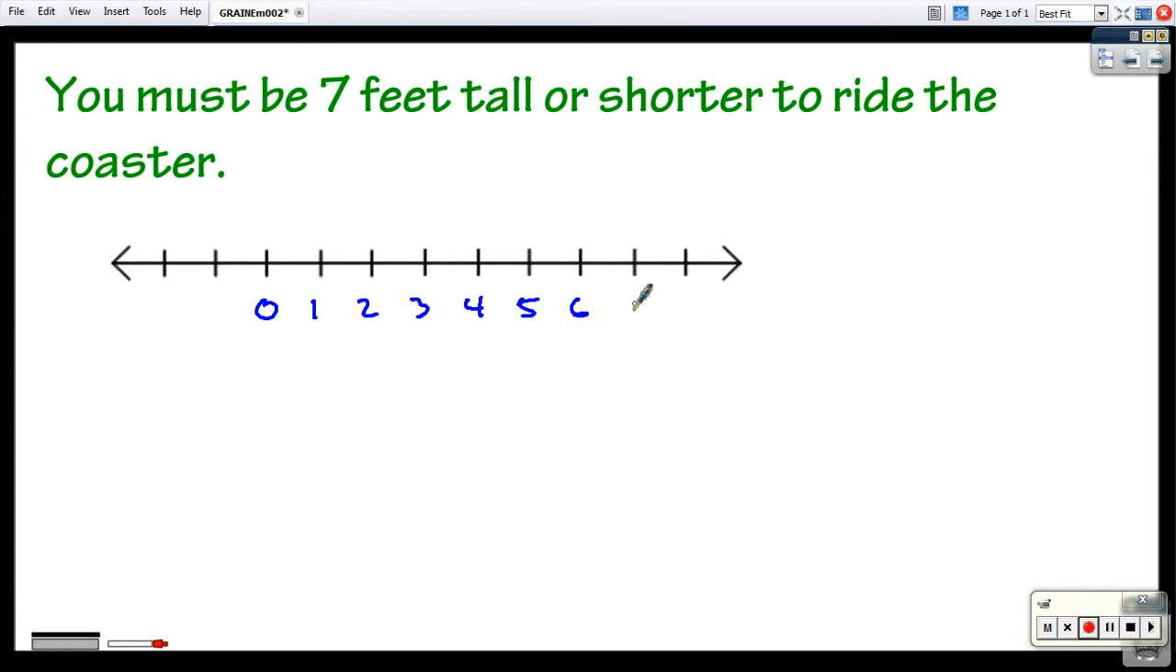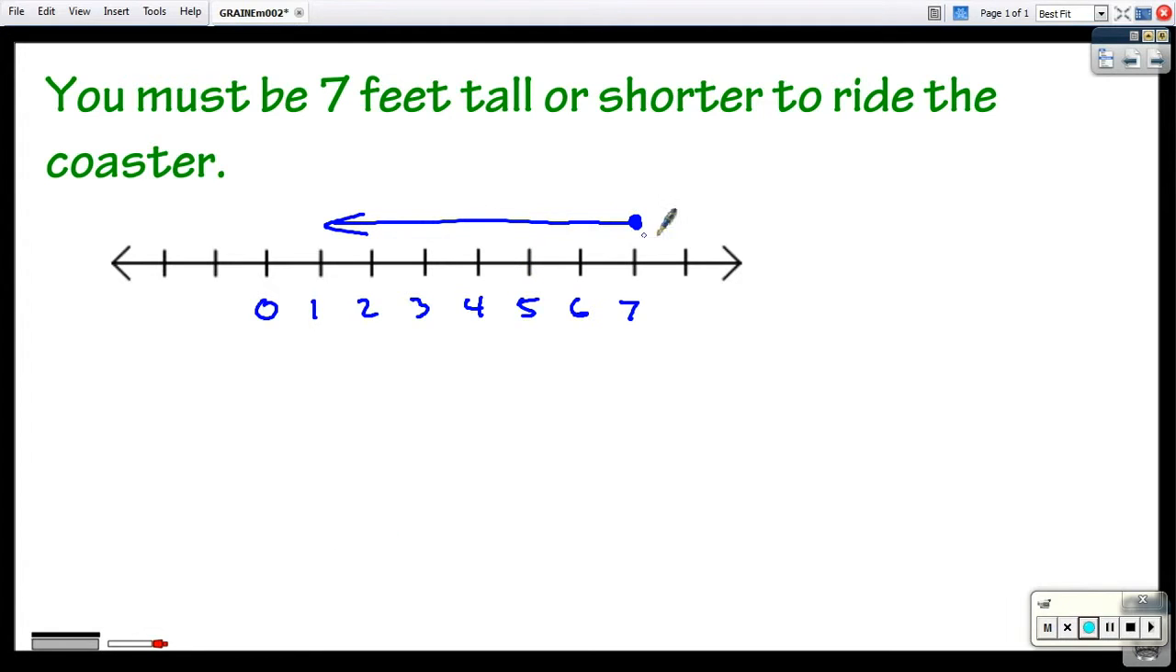And then I think about what this graph would look like. It says I can be 7 feet tall, so this time I'm going to put a closed dot at 7, because it means that that exact 7-foot person can ride. Anybody taller? No, but the 7-foot person can. And then anybody shorter, meaning anything on this side of the number line, so I create an arrow going this direction. So we have the 7-foot tall person and anybody shorter.